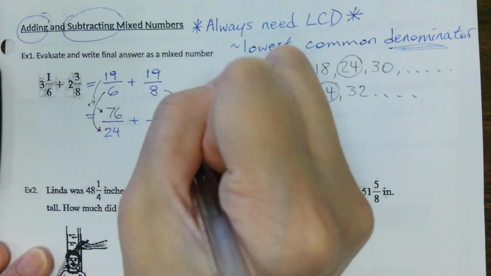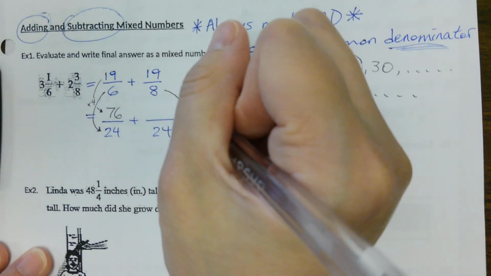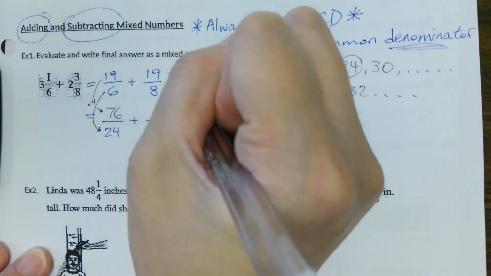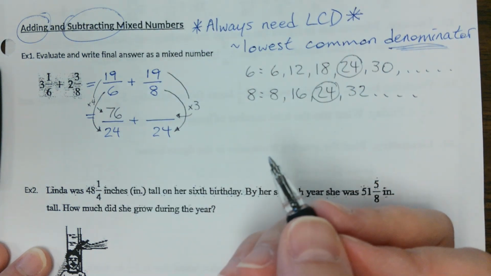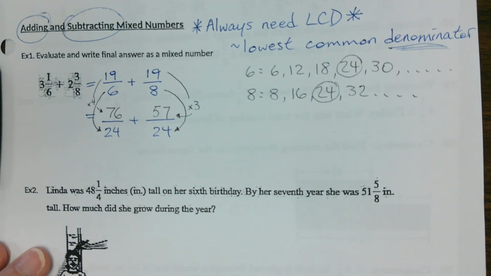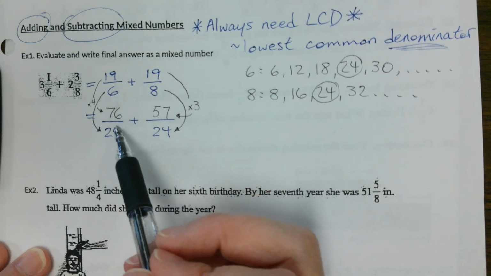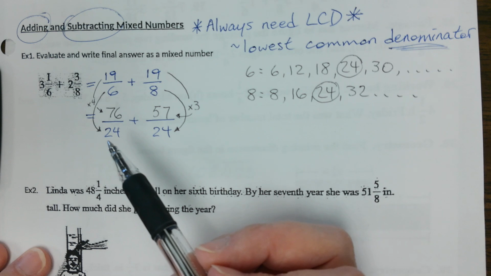Same thing on this side. 8 times what gives me 24? Babak? 3. Yeah. So the top number, I'm going to multiply the same thing by 3. So 19 times 3, 57. Right? So this way, I keep the same fraction.